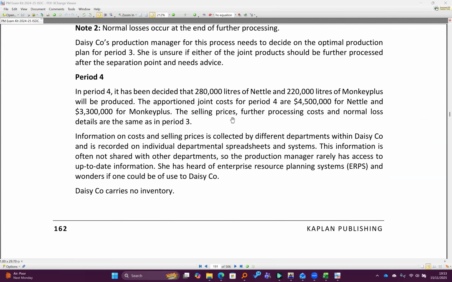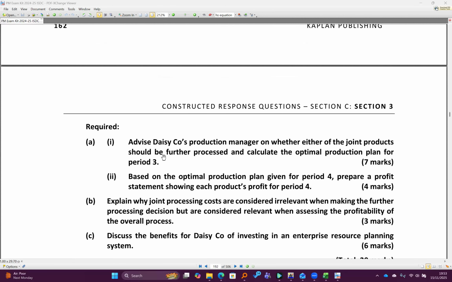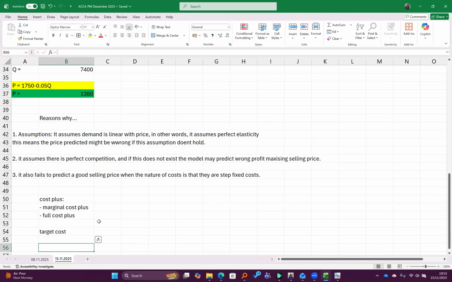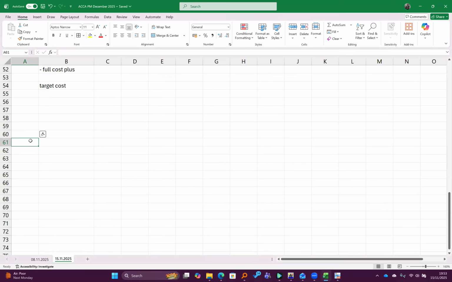So let's first look at our first question, to look at whether or not to process further. Now, for us to see whether we shall process further or not, as I said, we should look at the benefits.